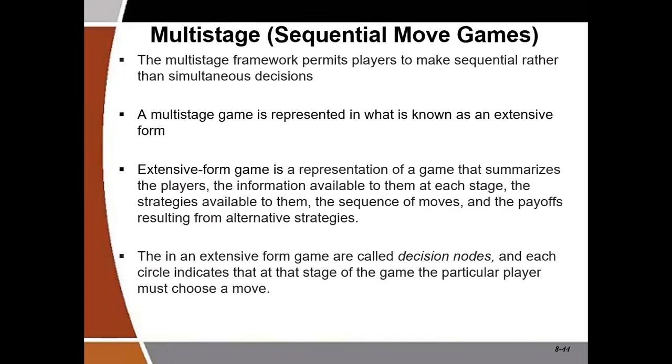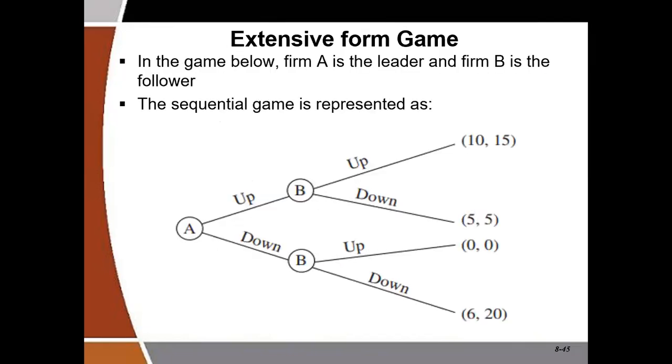Now, representing a sequential game in a diagram is called an extensive form. So in this particular game, we can see that firm A is the leader. Once he plays, firm B will play given what firm A has played. So firm A is the leader, firm B is the follower.